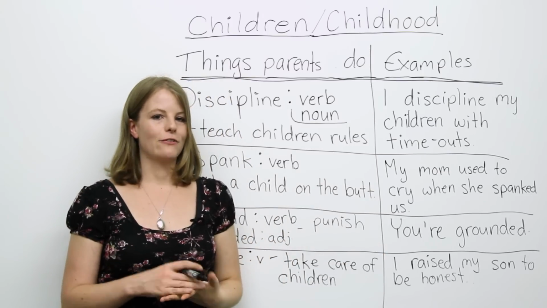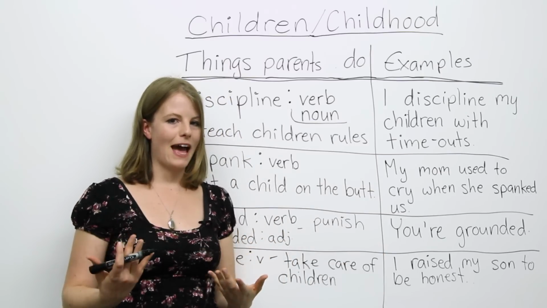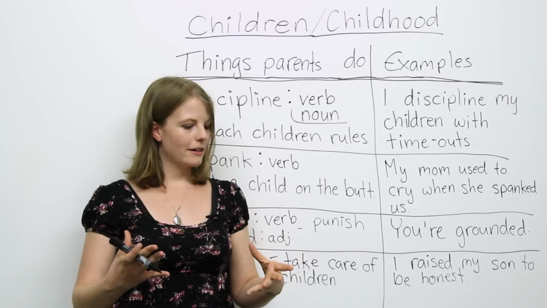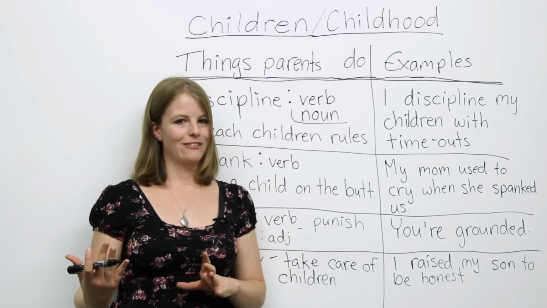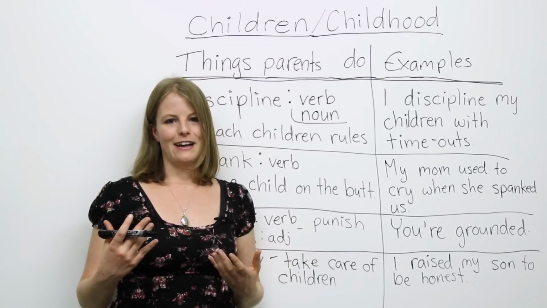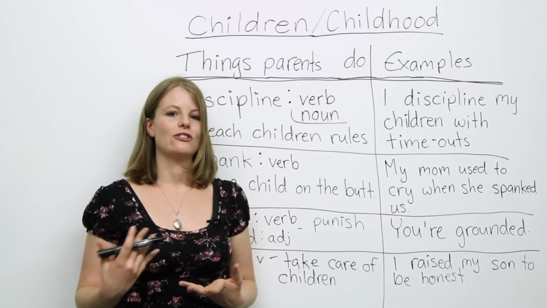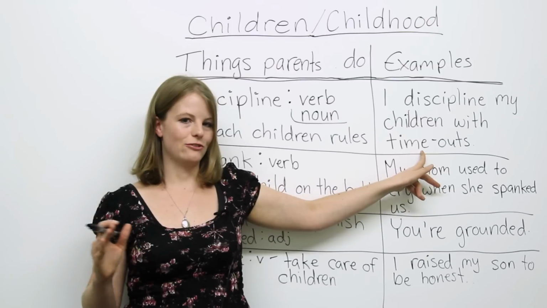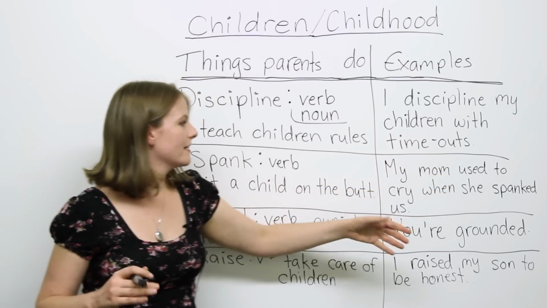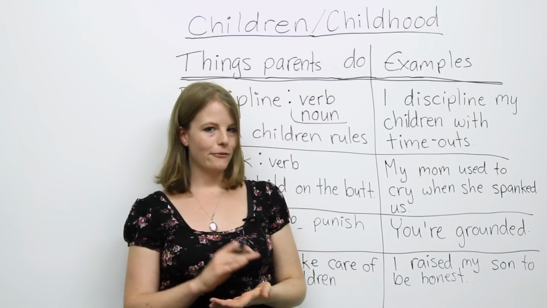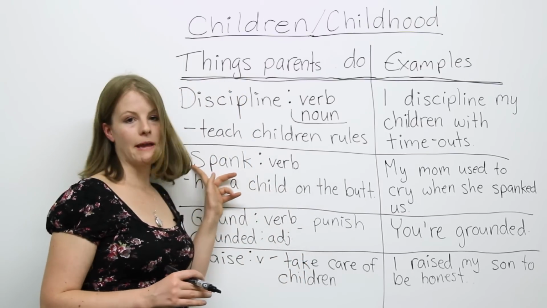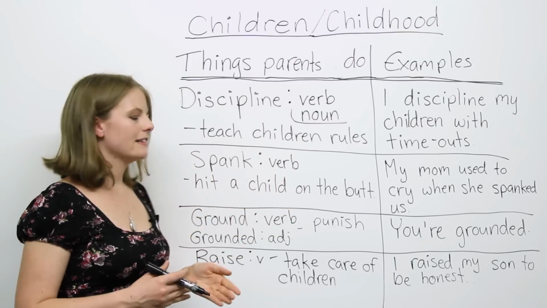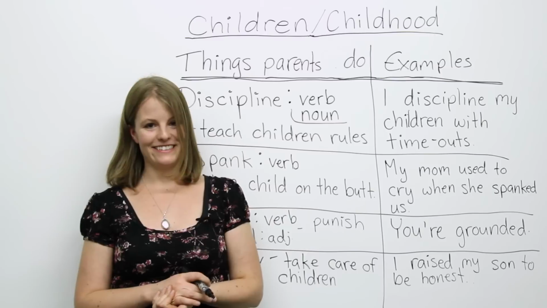So one method of raising children is if they act bad, if they misbehave, parents might make them sit down away from other children for 10 minutes. They're not allowed to play. They're not allowed to do anything. That's a timeout. Maybe they have to sit in their room. So that's one form of discipline. Another form of discipline may be spanking, our next word. So spank is a verb, and it means to hit a child on the butt.